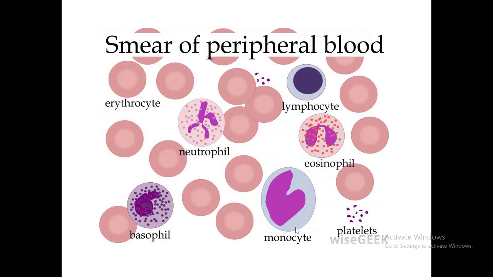and monocyte are agranulocytes, so they have no specific granules. But neutrophil, eosinophil, and basophil have granules. They have specific granules. They are neutrophil granules, they are eosinophil, same with eosin, and they are basophil, same with hematoxylin or basic dyes.